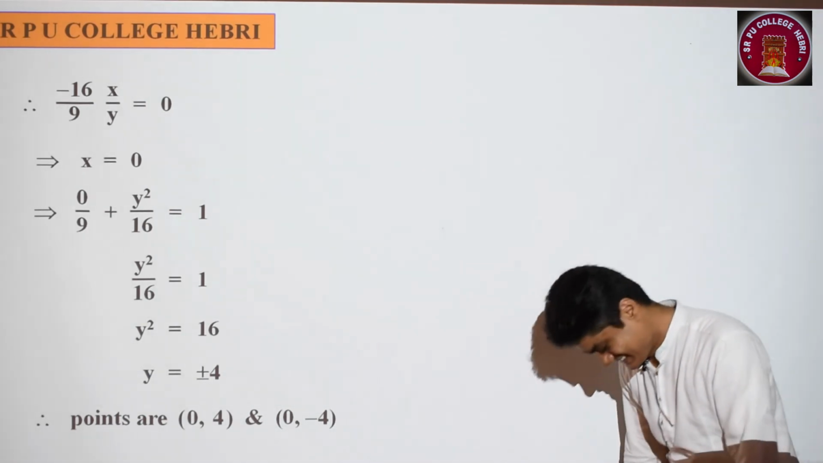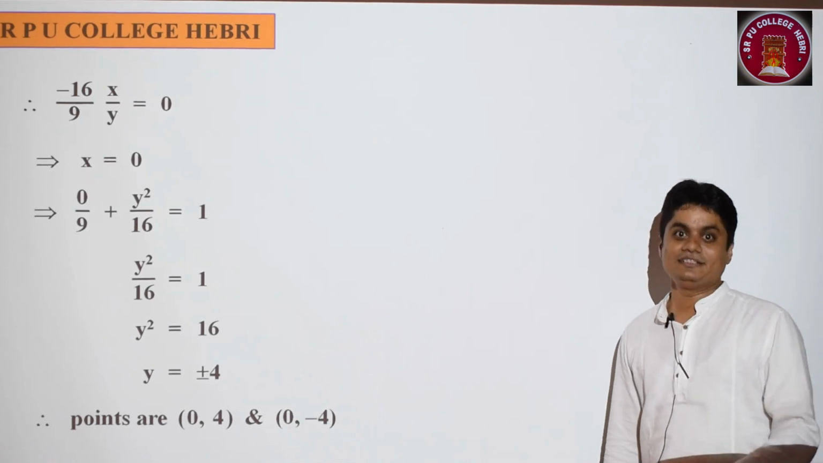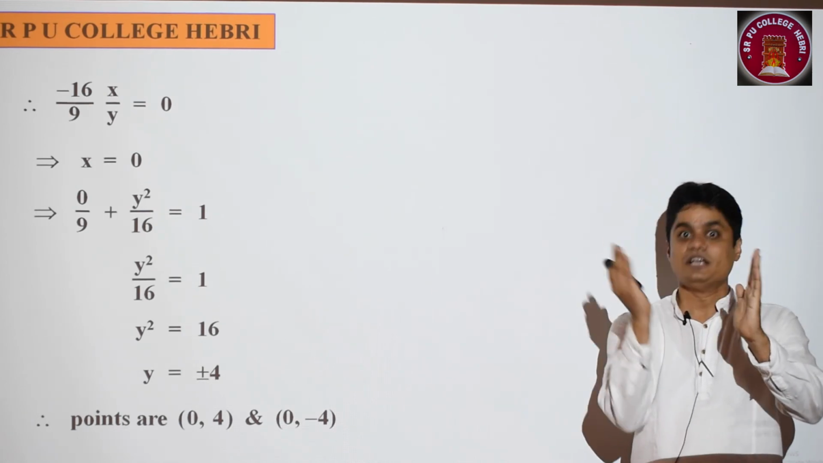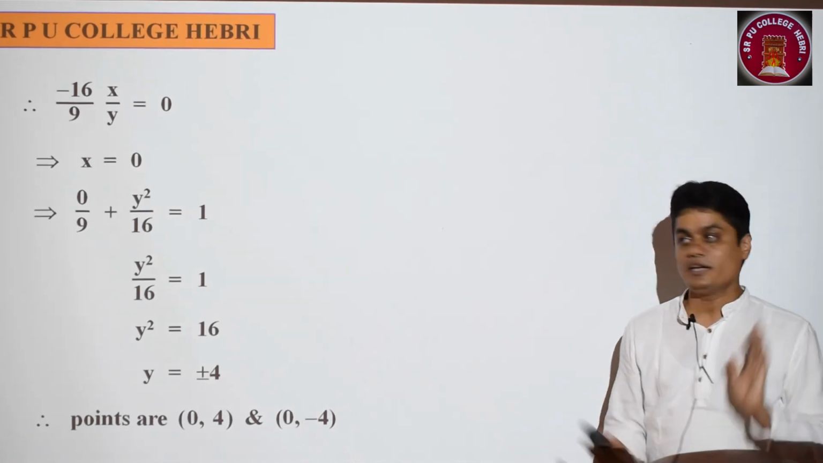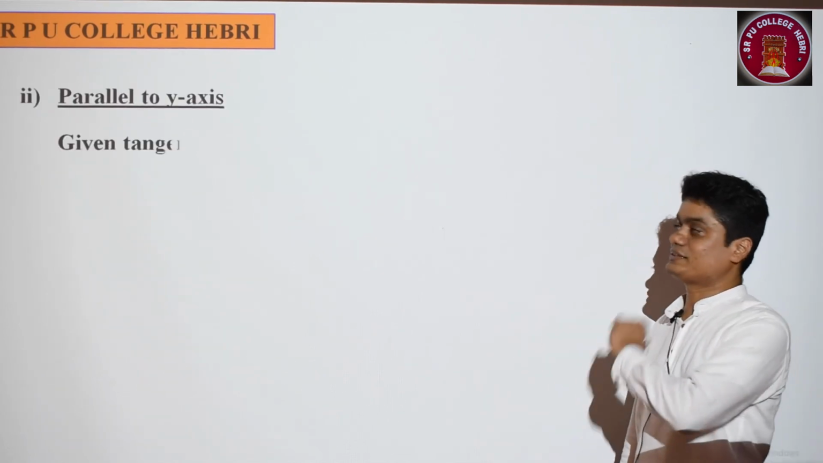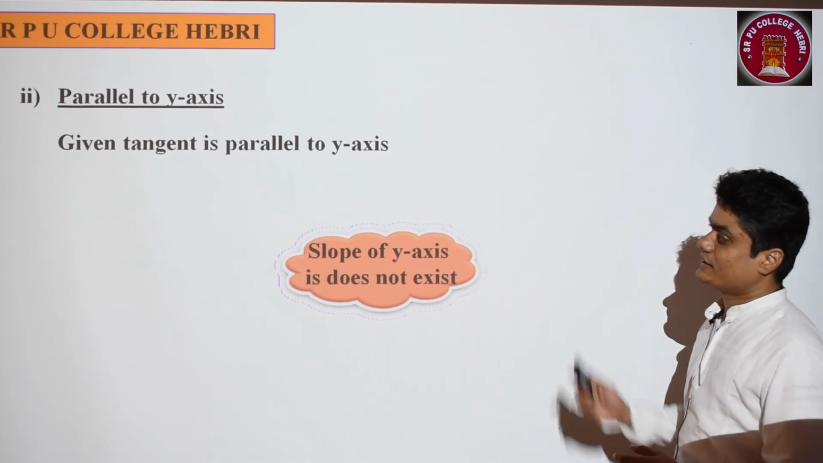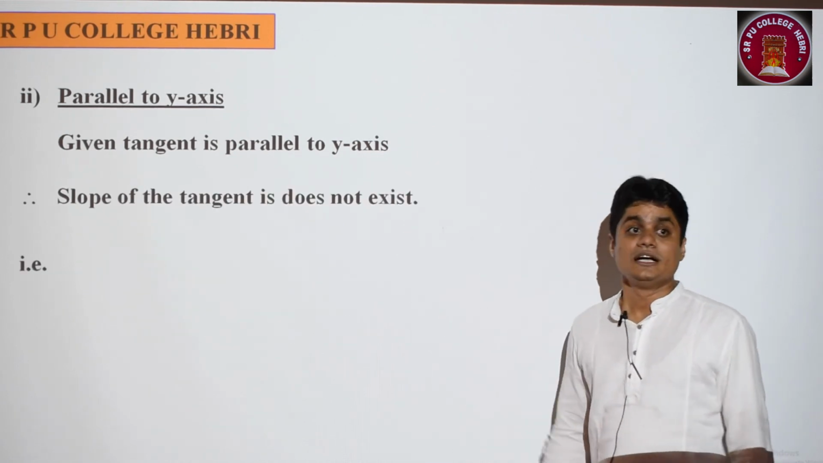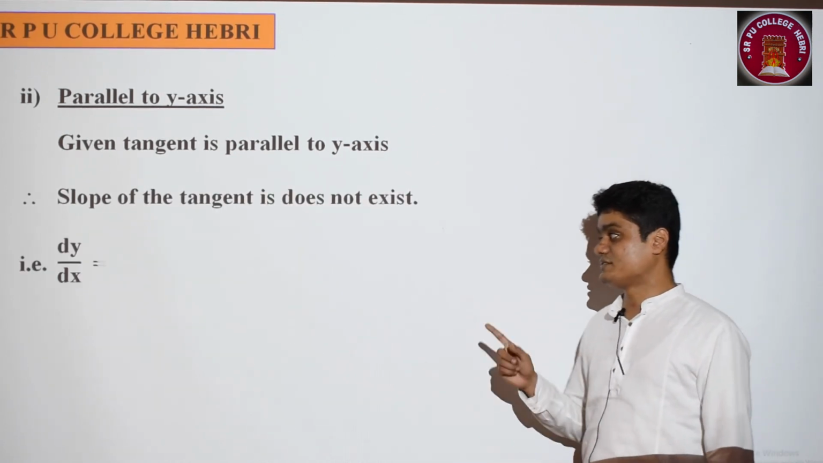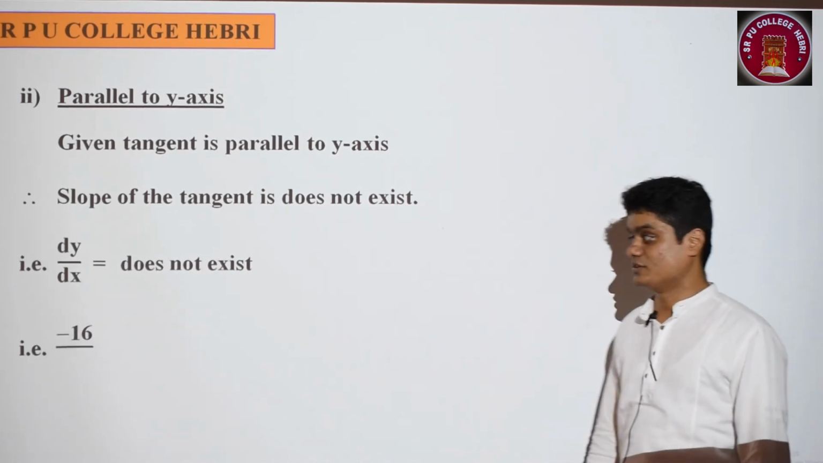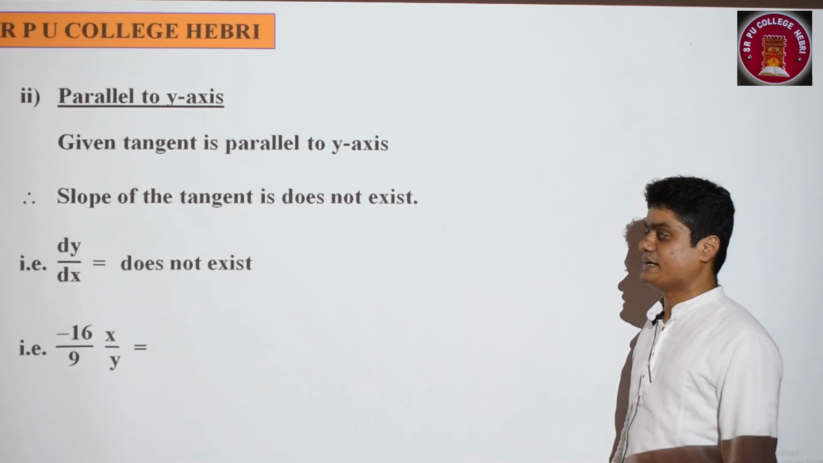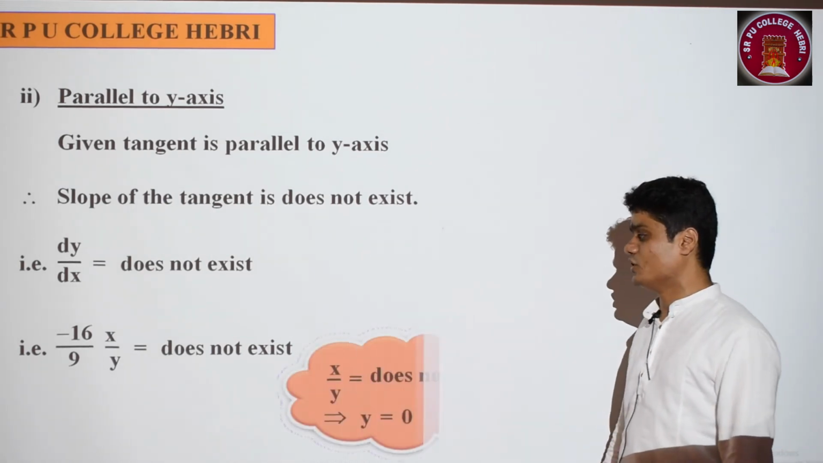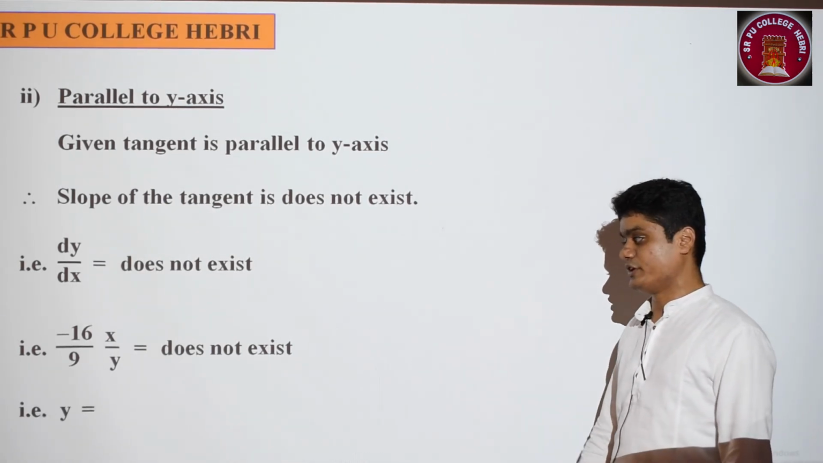If the tangent is parallel to y-axis, the slope of the tangent does not exist, because any line parallel to y-axis is a vertical line. The slope of a vertical line does not exist. So we are going to use that to solve this case. Since the tangent is parallel to y-axis, the slope of the tangent does not exist. That is dy by dx is equal to 1 by 0, does not exist. So what is dy by dx? Minus 16 by 9 into x by y does not exist. This ratio does not exist when the denominator is 0, so y will be equal to 0.